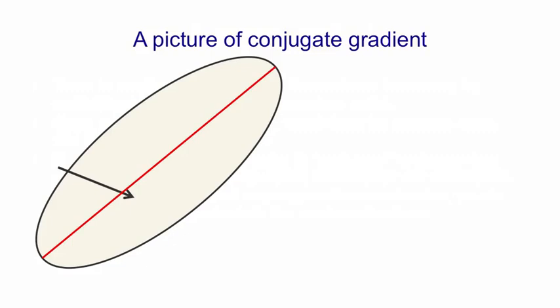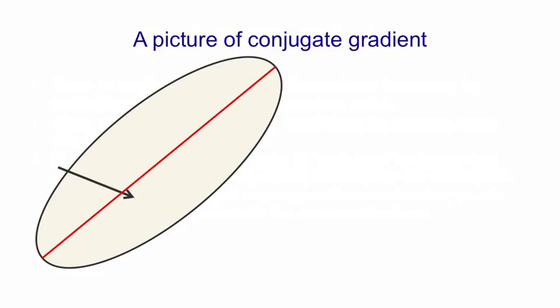We can make a little bit more progress by making a small step at right angles to the red line and then a small step along the red line. Since the red line slopes down towards the middle of the ellipse, that's going to make some progress for us. So when we minimize in the first direction, we'll go slightly across the bottom of the ellipse.